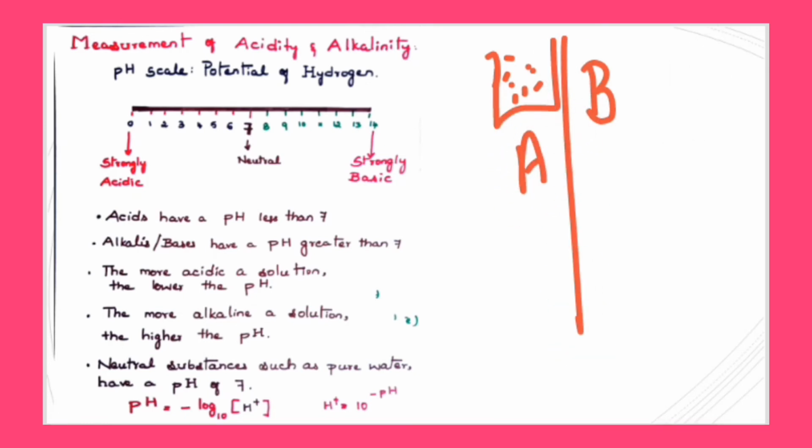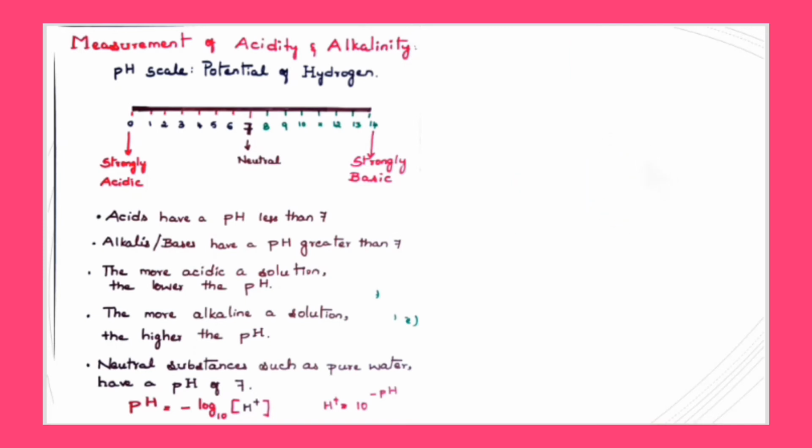So on checking these values, if you get an answer which is below 7, between 0 to 7, then the given substance is acid. If it is more than 7, it is a base. So let us check out a few important points related to this. Generally, acids have pH which is less than 7. Alkalis or bases have pH which is greater than 7.